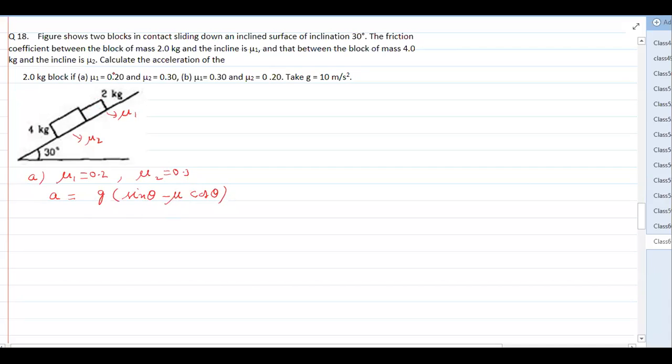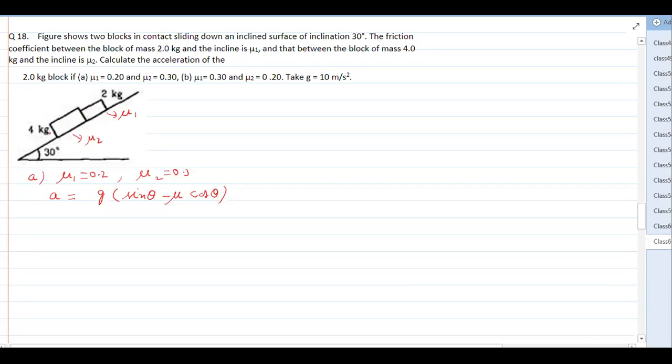So for the 2 kg object, the surface is smoother, so it tends to have larger acceleration, but the 4 kg object has a rougher surface, so it will have less acceleration. But you can see that the 2 kg object is above the 4 kg object, so it cannot cross the 4 kg object. Since the 2 kg is above 4, it cannot cross it. So they have to move together.